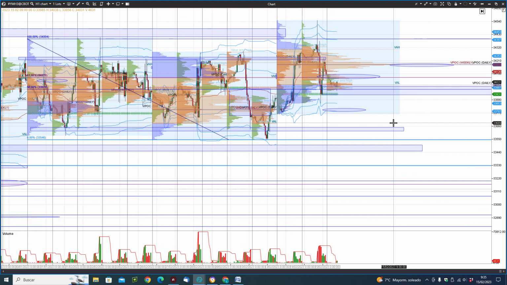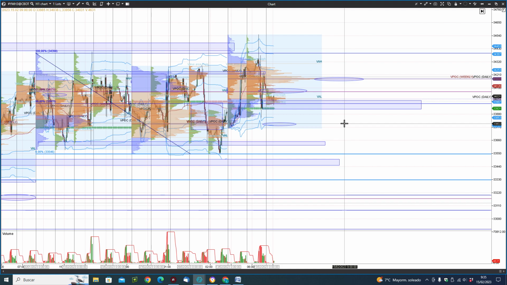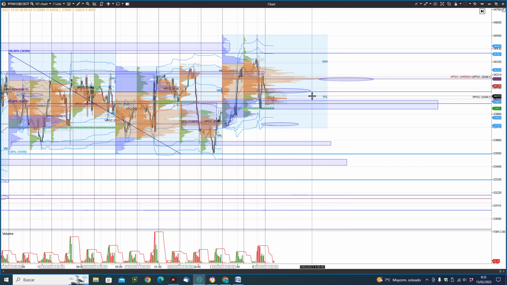Let's start with Dow Jones. We are here at 34,028 about, and let's see the targets. Higher targets, first step, this high volume node 34,072. Next step will be the current weekly VPOC at 34,174. About lower targets, we are in this price action zone.